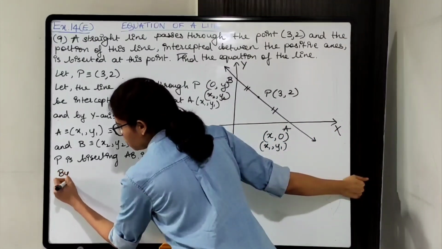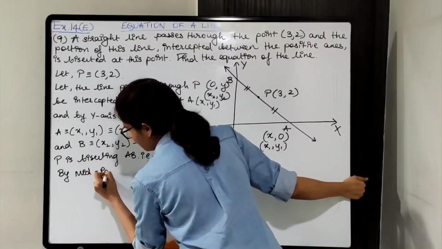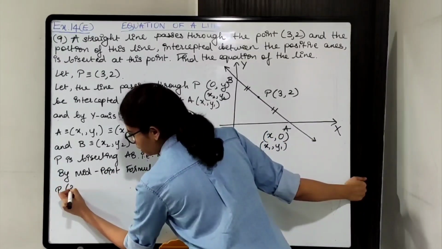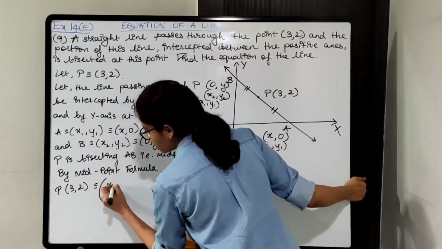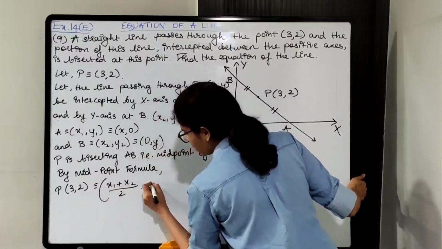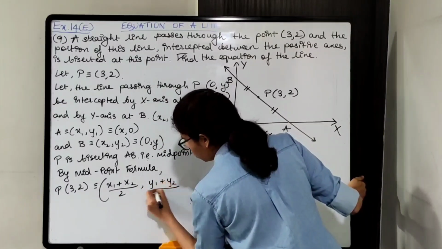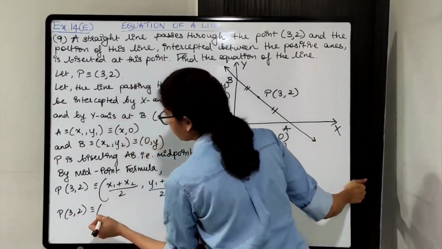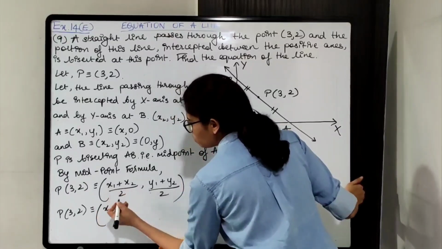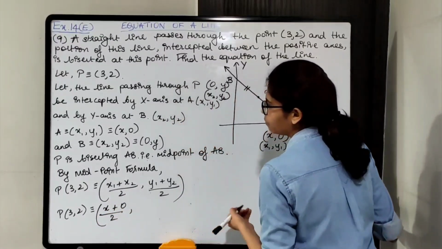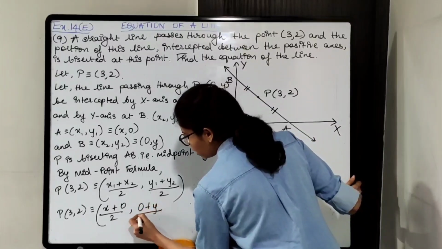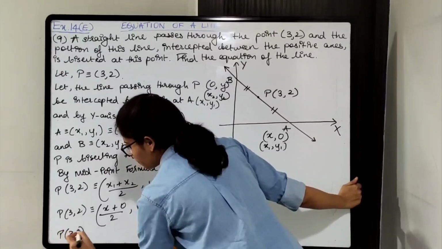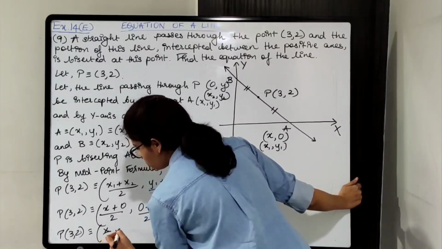So by midpoint formula, P 3, 2 will be x1 plus x2 upon 2, y1 plus y2 upon 2. So put the values. x1 is x, x2 is 0 upon 2 and y1 is 0, y2 is y upon 2. So we'll get P 3, 2 is x upon 2, y upon 2.